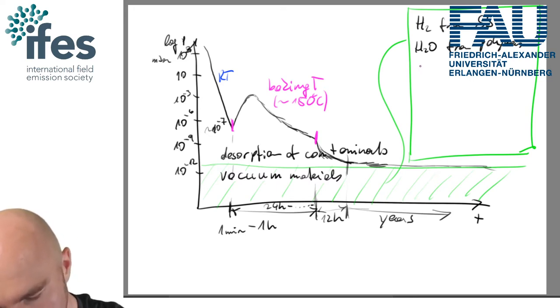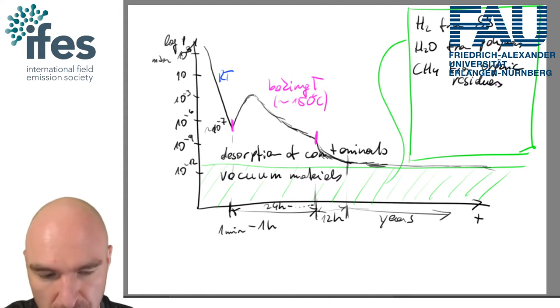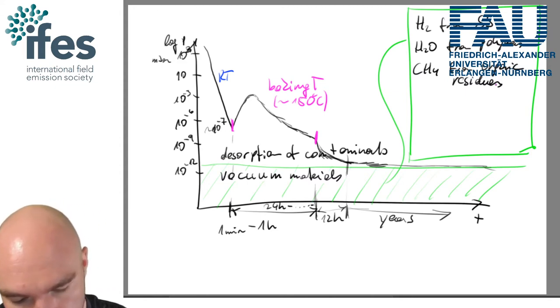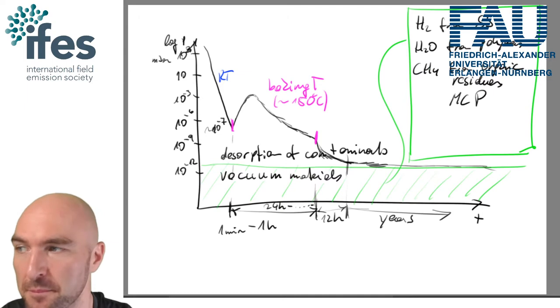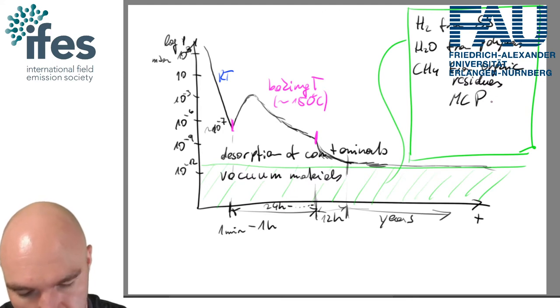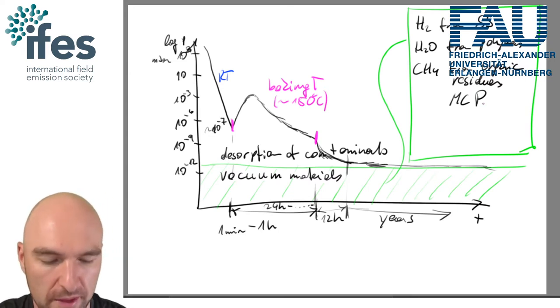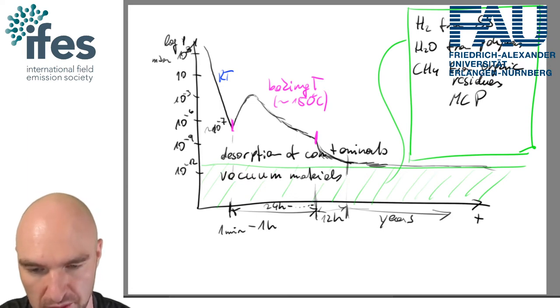We get short chains, for example CH4 and the like, from organic residues. And the most important organic residue is, of course, if you touch something with your fingers, you will have organic residues. Also from the MCPs. The MCPs do outgas some CH4 as well, they outgas some hydrocarbons. Usually longer chain ones are not as much of a problem because they have higher desorption energies. But CH4 from organic residues, from the MCPs, this is also something we get from here.